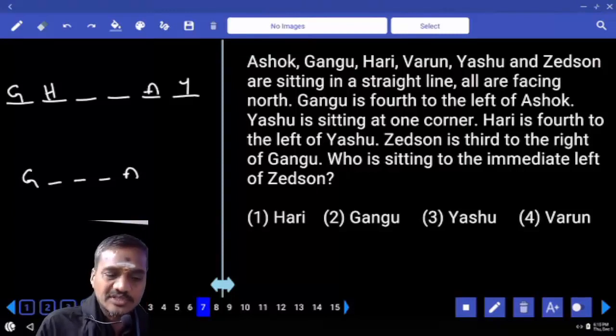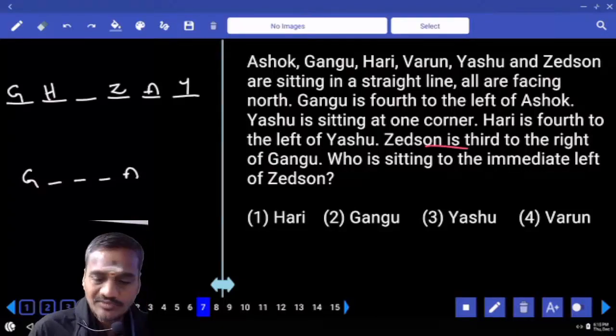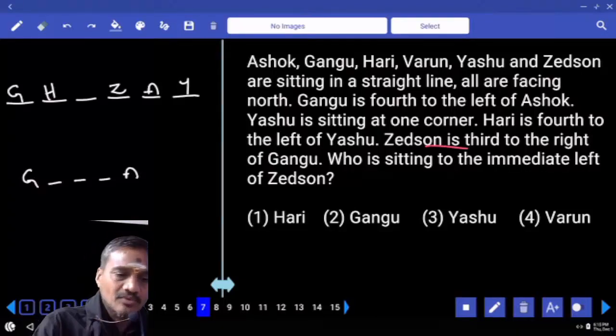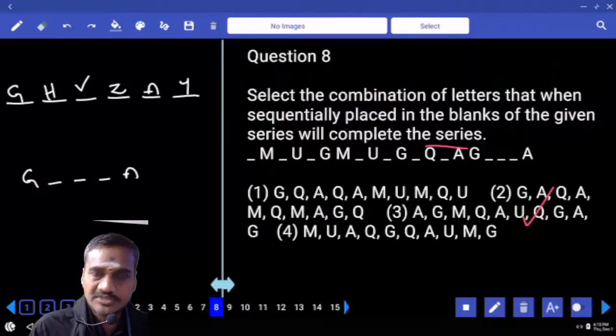Then who is sitting to the immediate left of Z? Z is 3 to the right of Gangu. 1, 2, 3, Z is here. Now the person left over is Varun. And Varun is here. Varun is to the immediate left. That is choice 4, question number 7.